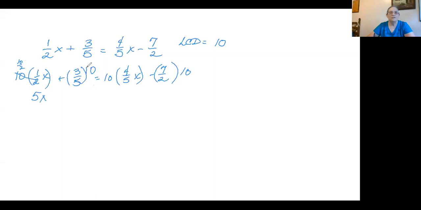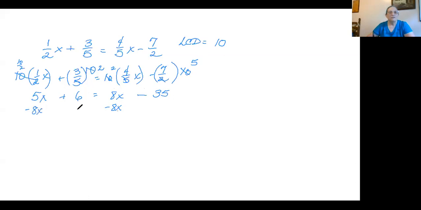10/5 is 2. So 3 times 2 is 6. 5 goes into 10 2 times. 2 times 4 times x is 8x minus 2 goes into 10 5 times. 7 times 5 is 35. I've gotten rid of my parentheses because I didn't have any. I've gotten rid of my fractions.